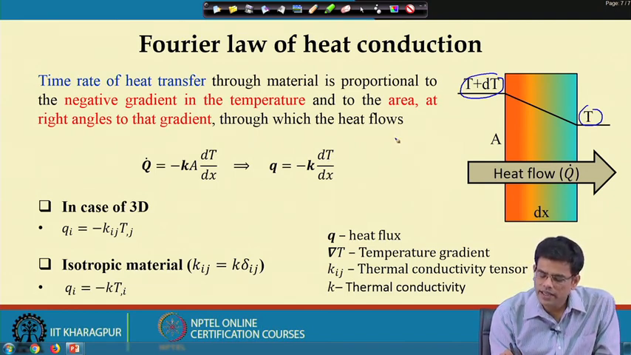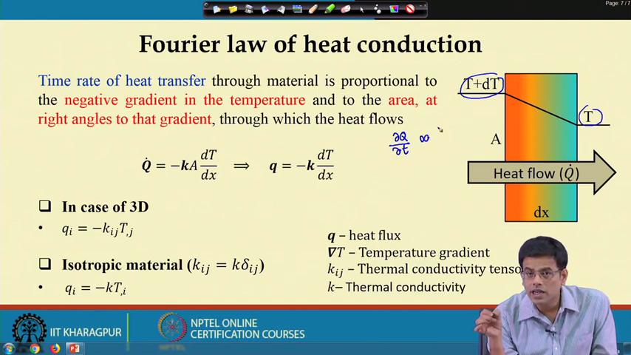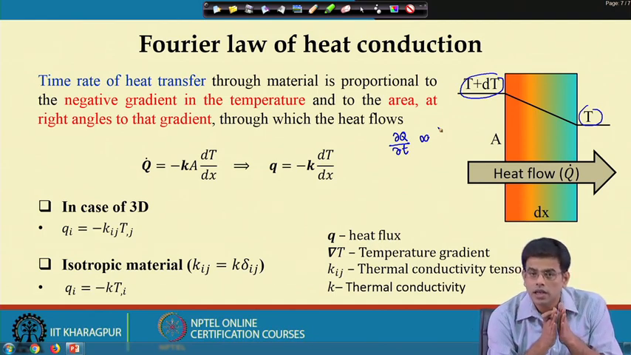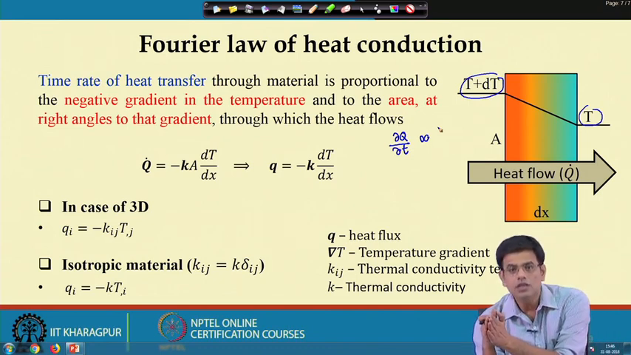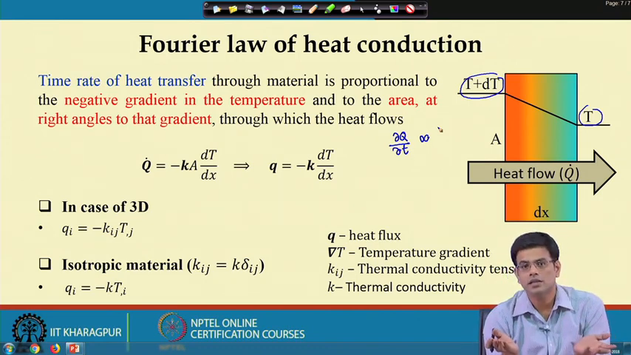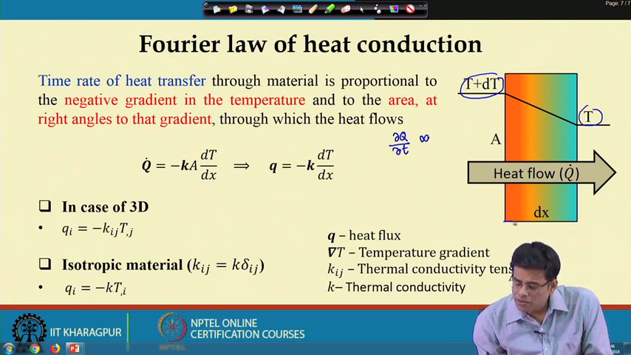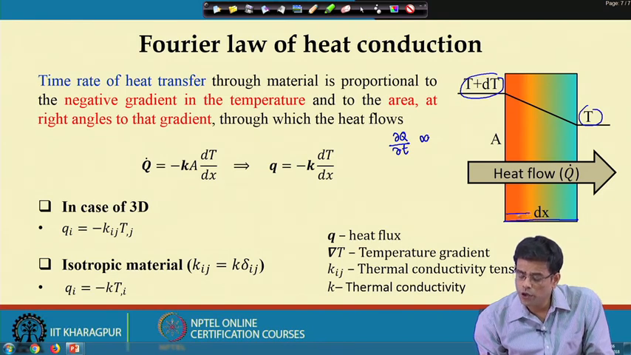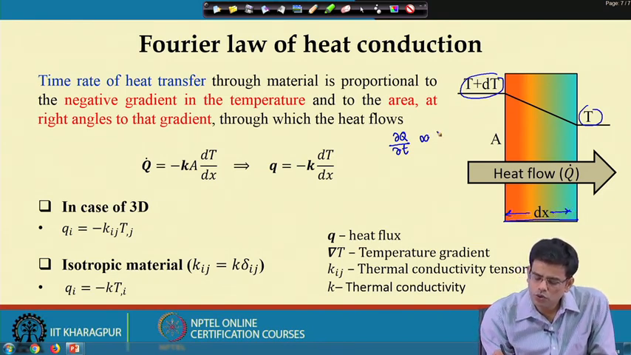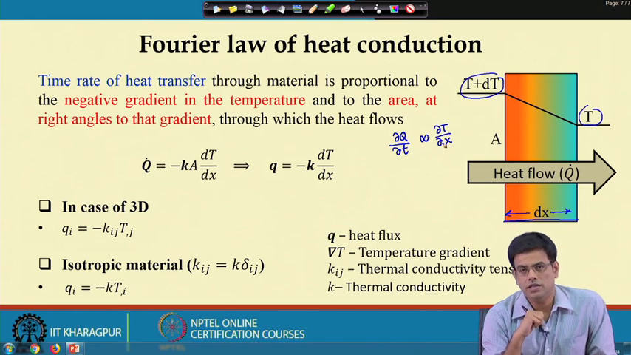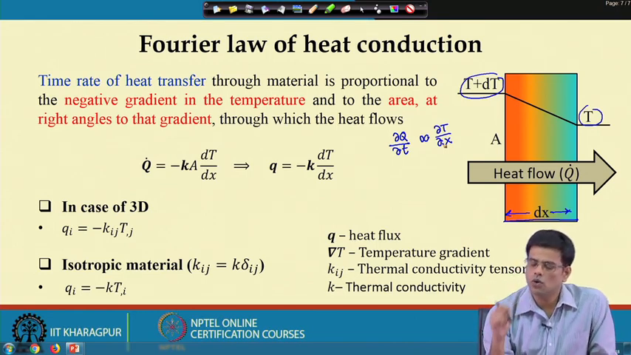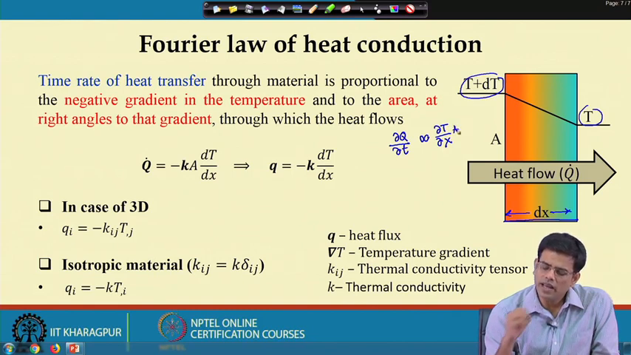So, if I write it in differential form, dQ by dt is proportional to the gradient of the temperature. What is the gradient of the temperature? If one side is T plus delta T and the other side is T, then it is T plus delta T minus T by delta x. Why delta x? Because that is the path by which the heat is flowing. So this is proportional to del T by del x, and it is also proportional to the area of the section.